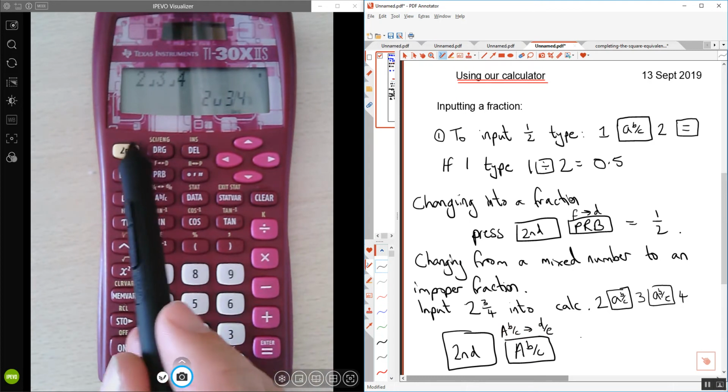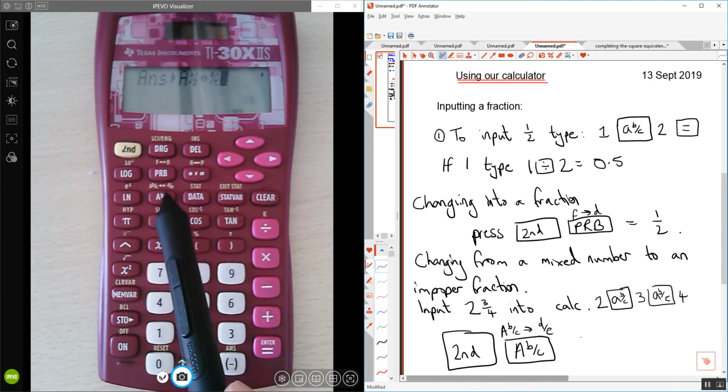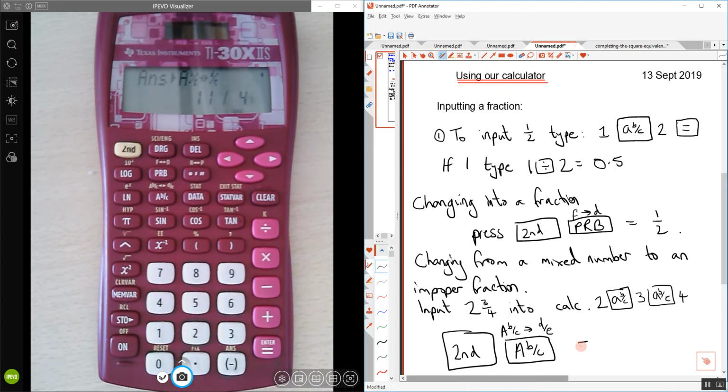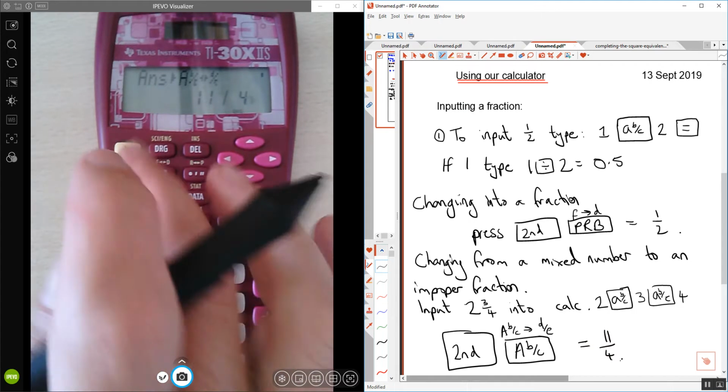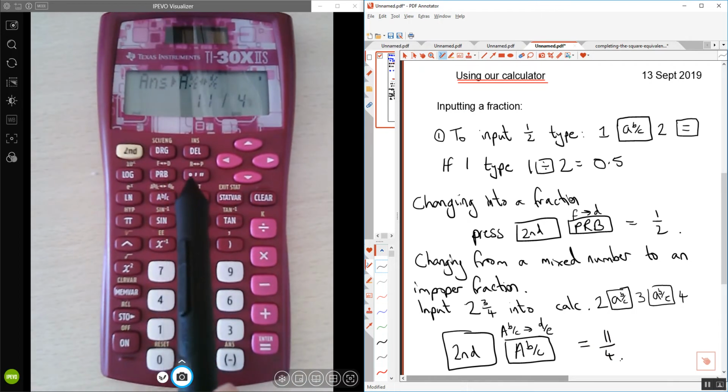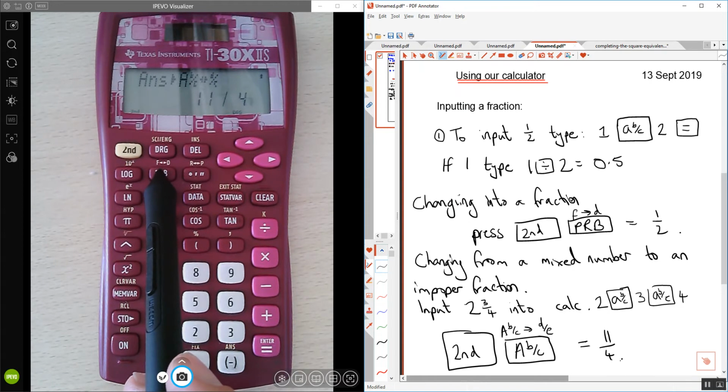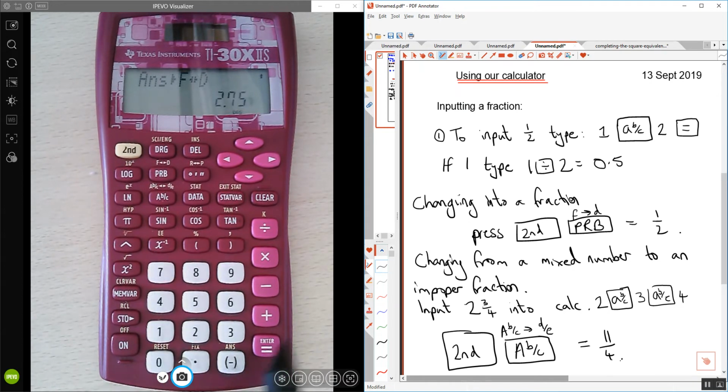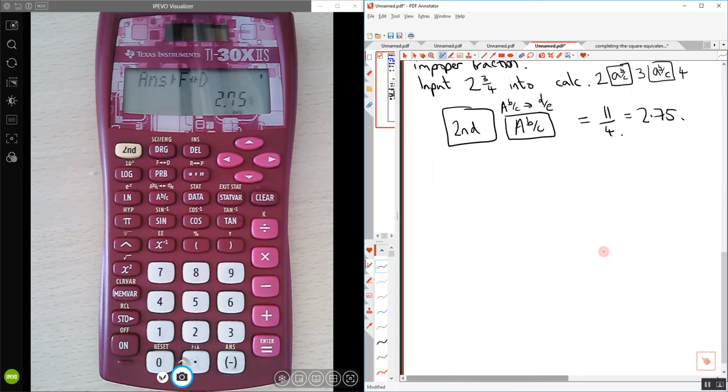And if we do that, if I just hit second, and then this equals, it gives us 11 over 4. Now again, if I wanted to change that into a decimal, what would I do? You would click second and the PRB thing. Second, and then, yep, PRB, where it's got fraction to decimal. And then equals, and it gives us 2.75. Okay. So it will do it all for you, okay? Kai, you alright?